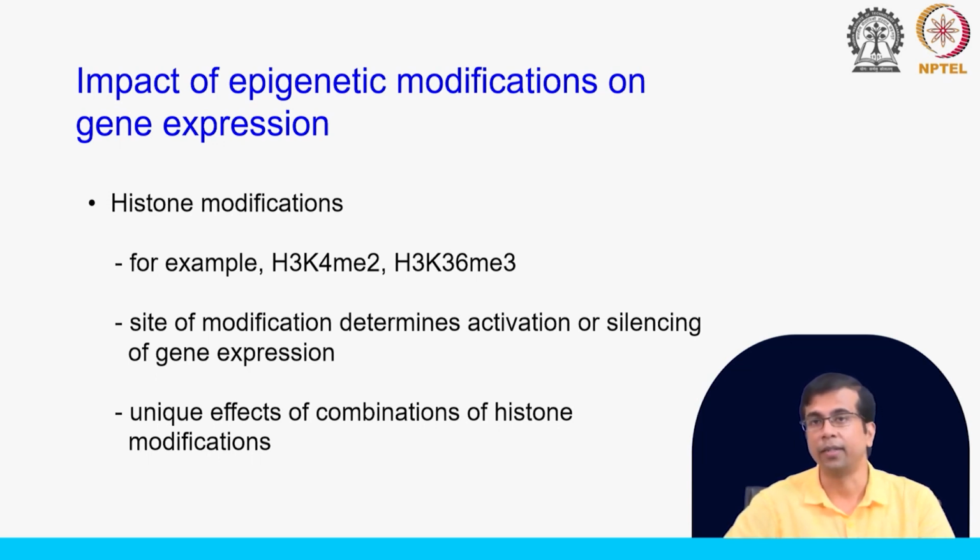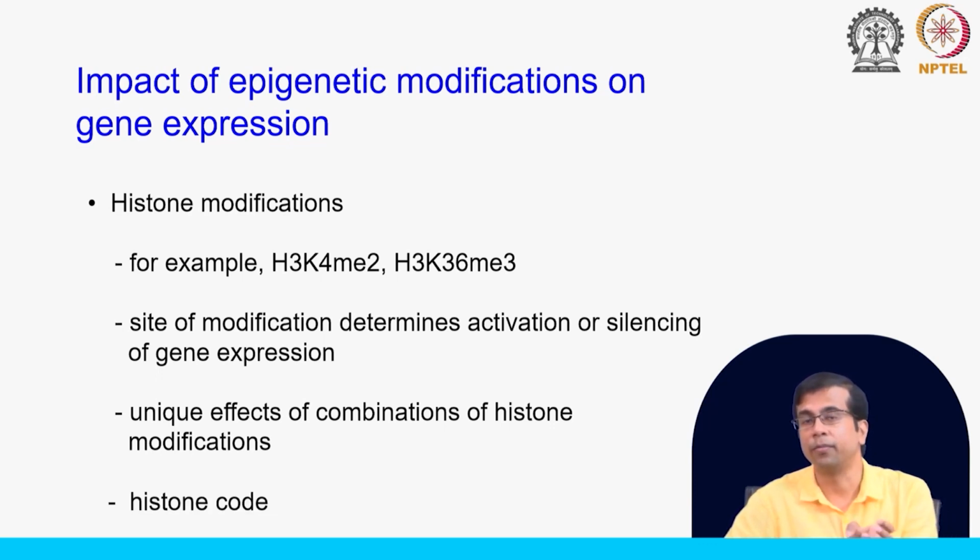So you can have H3K4me2 with something else, H3K36me3 or some other combinations, right. Again there are many sites which can be modified. You can have dimethylation, trimethylation, etc., and you can generate these different combinations, and there are unique effects of these combinations. Okay, and this is something that is referred to as histone codes. So once you study this, once you associate these modifications with expression, you can perhaps predict, okay, with this combination what would be the expression state of a gene.